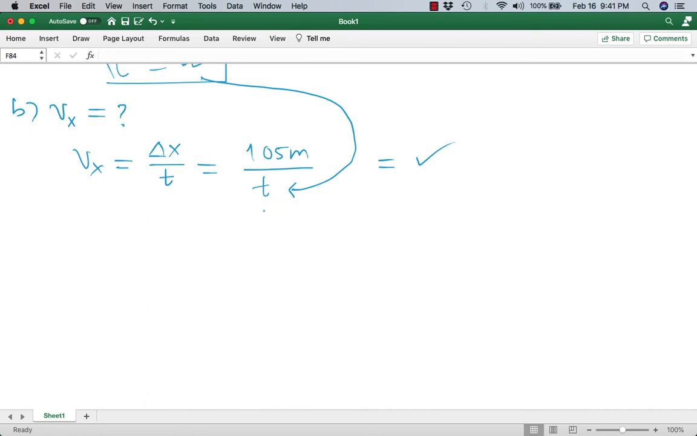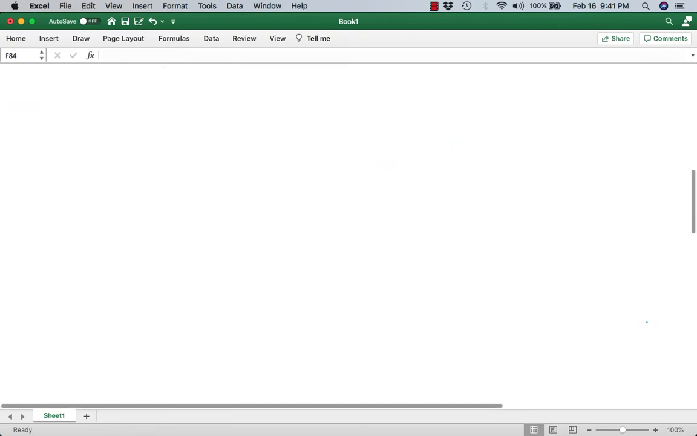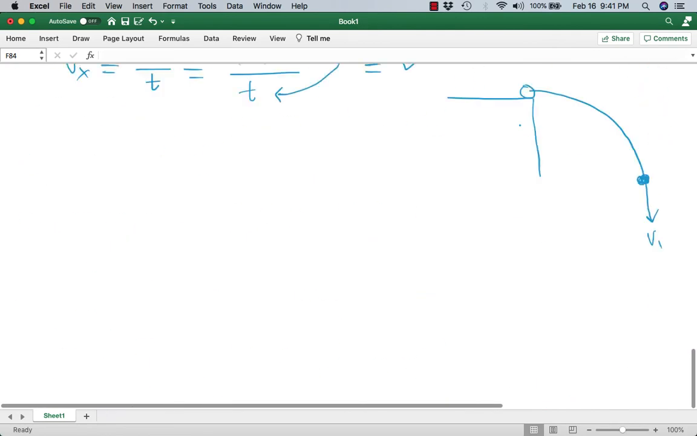And then let's look at part C. What is the vertical component of the velocity just before hitting the ground? The ball moves down like that, and just before hitting the ground, the velocity has two components. One is the vertical component, the velocity that moves it down, so that's v. Let's see.